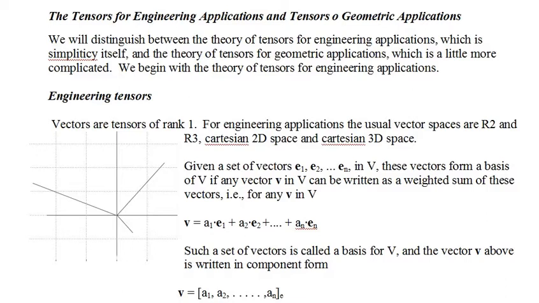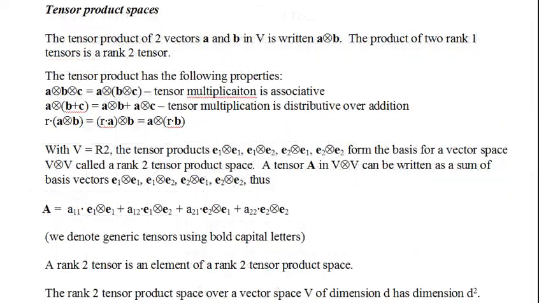So a vector V in the vector space capital V can be written as a sum as shown. V equals A1 times E1 plus A2 times E2 plus AN times EN. The numbers A1, A2 are the coefficients of V, and V can be written in coefficient form as shown at the bottom of the slide. A vector is a rank 1 tensor.